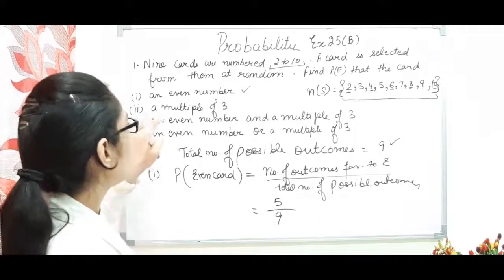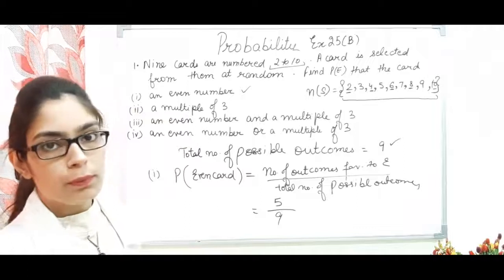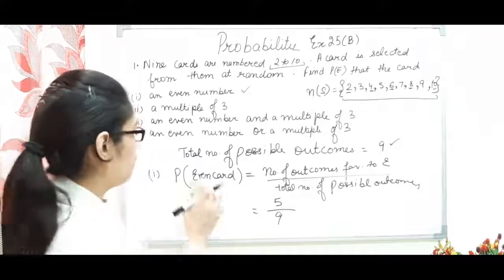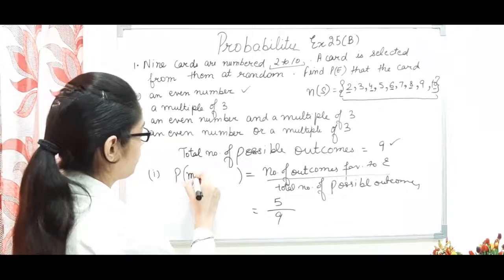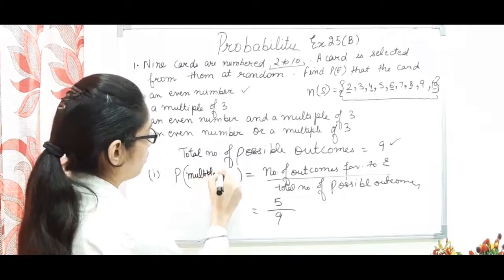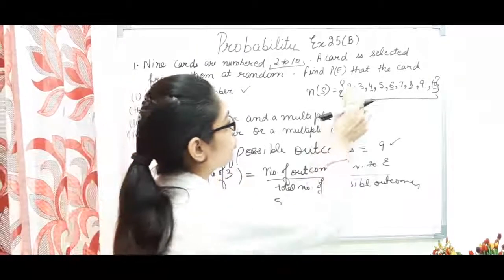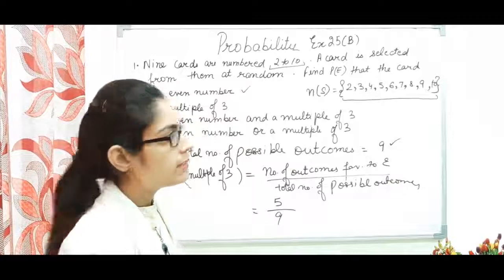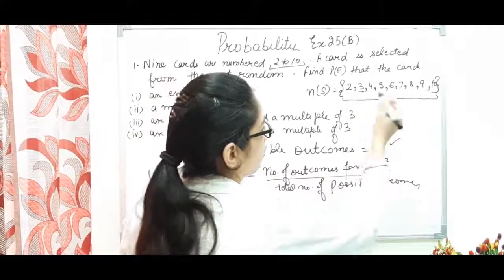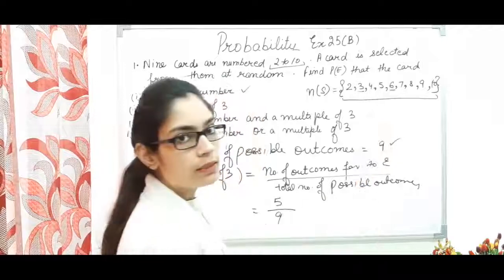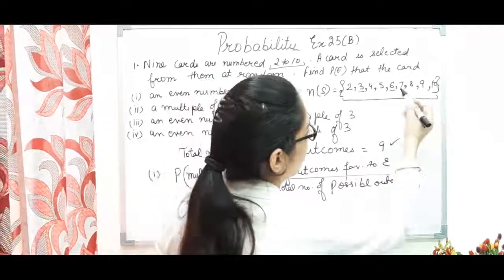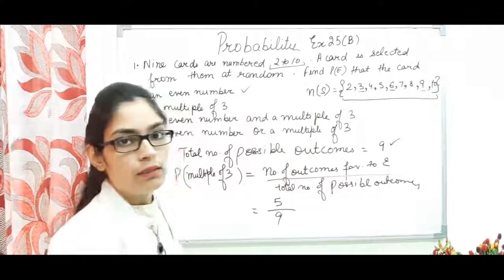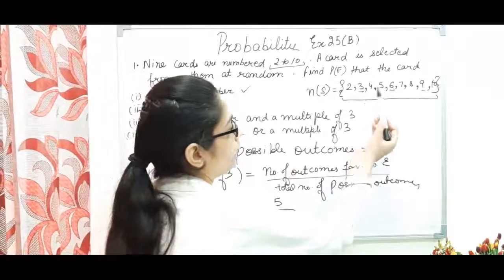Now the next part is a multiple of 3. You have to find the probability that the card which we are drawing is a multiple of 3. So here I will write multiple of 3. Let's check out the multiples of 3. Multiples of 3 means all the numbers which are in 3's table. 3 into 1 is 3, 3 into 2 is 6, which means 6 is again a multiple of 3, and 7 is not a multiple of 3, 8 is also not a multiple of 3 and then 9 is a multiple of 3.